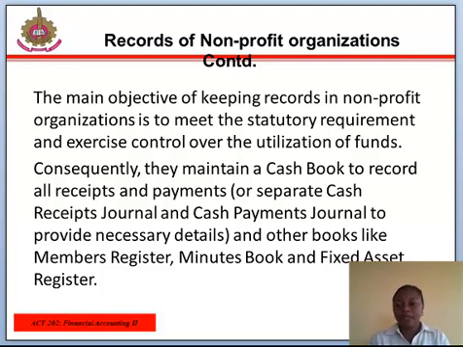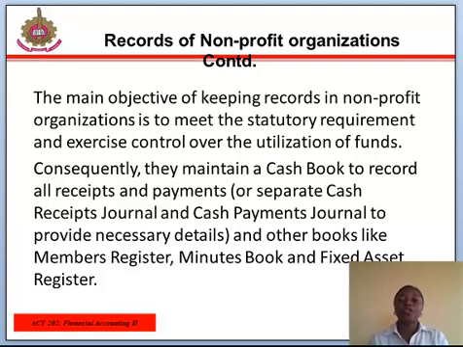The members register. Most charitable institutions are organized as societies which are registered with the Registrar of Societies. They are required to keep full record of their subscribers, that is the members. Hence, they maintain a member register which shows their names, addresses, and date of admission. The next is the minutes books.